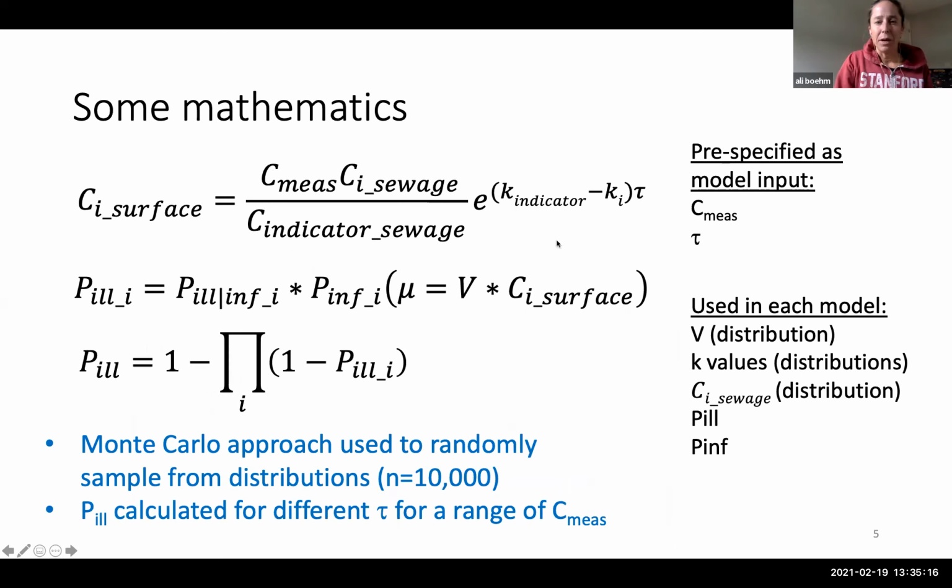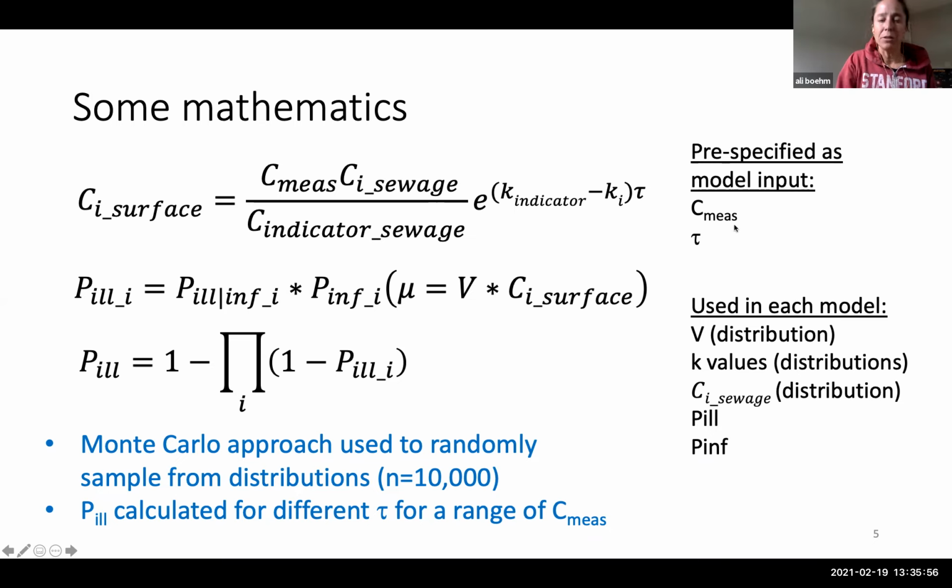Here's some mathematics behind the model. The concentration of pathogen i in surface water is calculated using information about the ratio of the indicator and pathogen in sewage and the measured concentration of the indicator in the water. We also have to consider the potential decay of the indicator and the pathogen over time. We calculate the probability of illness for each individual pathogen using dose response curves that consider the dose of the pathogen, and then we consider contributions to total illness risk from all the pathogens.